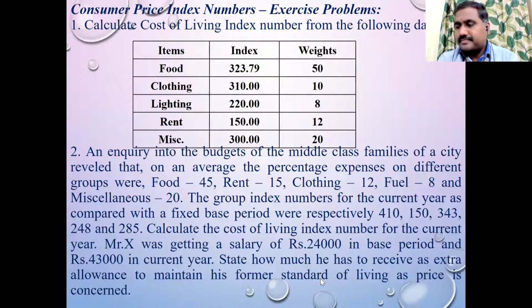Make it fast. And if you copied the first problem, you can start working on the first problem. It's very simple. Already items, index, weight is given. Open one more column. I and W is given. Find out IW. Calculate the IW total value, summation IW. Calculate summation W value. You know the formula, substitute and find out the cost of living index number.